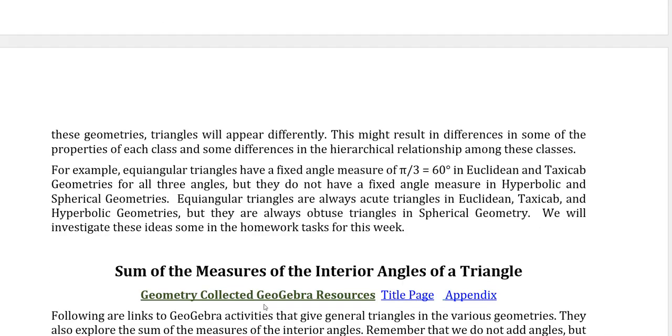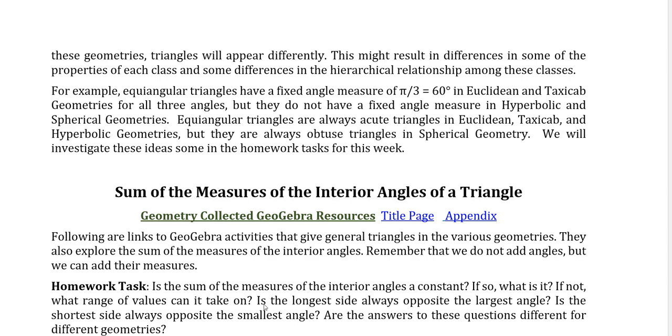So, just one example of this: equiangular triangles have a fixed angle measure of pi over 3, or 60 degrees, for all three angles in Euclidean and in taxicab geometry, but they do not have a fixed angle measure in hyperbolic and spherical geometries. Equiangular triangles are always acute in Euclidean, taxicab, and hyperbolic geometry, but they always turn out to be obtuse triangles in spherical geometry. And we'll investigate these ideas in some of the homework tasks later in the week.